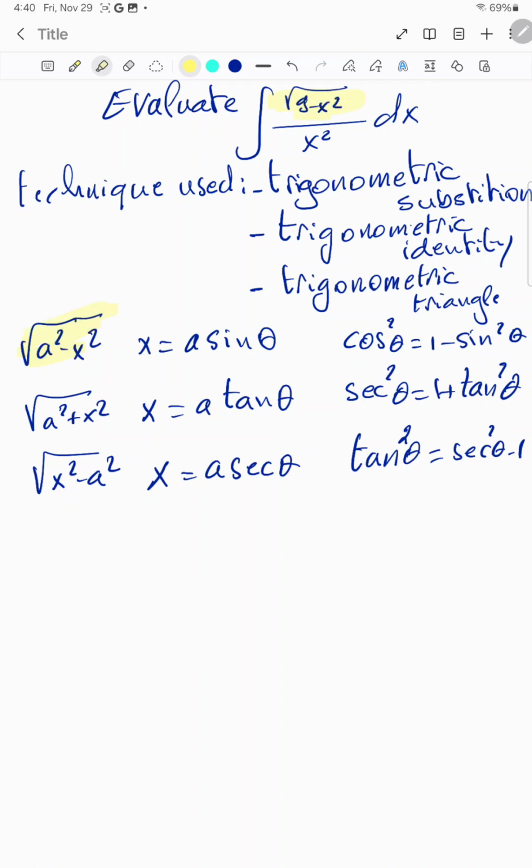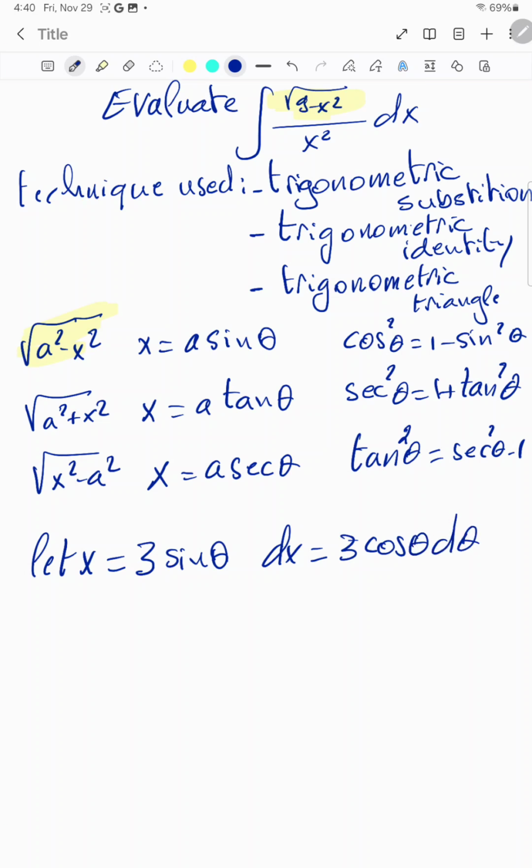In that example, my a is equal to 3 because a squared is 9, and my x squared is x squared. So to use the trigonometric substitution, let x equal 3 sine of theta. So my dx is equal to 3 cosine theta d theta. And now let's replace x by its value in the problem that I will be solving.